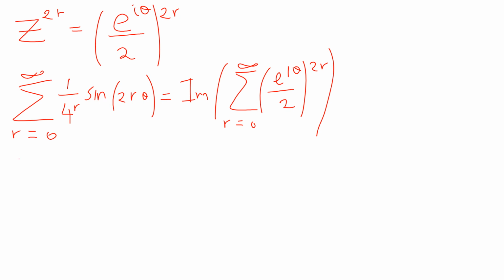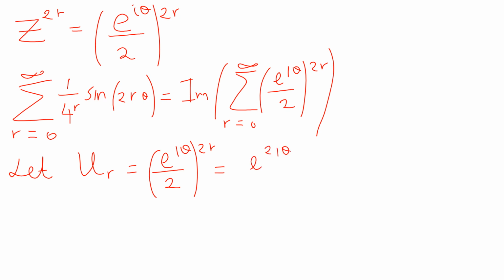Now look at the sequence. If I let u of r be equal to e to the I theta on 2, all that to the power 2r. In fact, we can simplify this and write it as e to the 2I theta over 4, because we need to square the 2 now. Then I'm just removing the 2 from the r, and I'm raising e to the I theta on 2 to that power 2, so that we get this right.